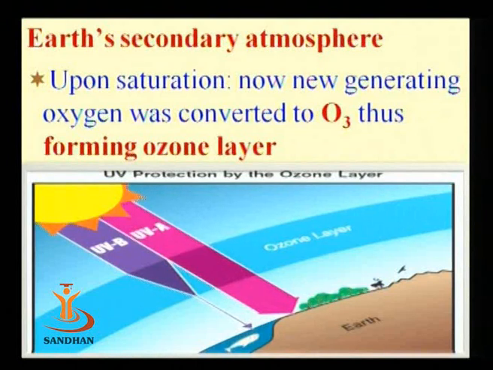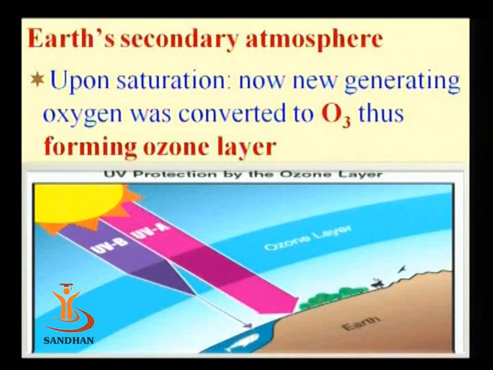Then when this reaction reached saturation, meaning when all the iron was in the form of iron oxide, newly emerging oxygen was now gathering in the atmosphere. This oxygen, once again radiated by UV rays, formed O3, that is ozone. And we have heard about ozone since long back.